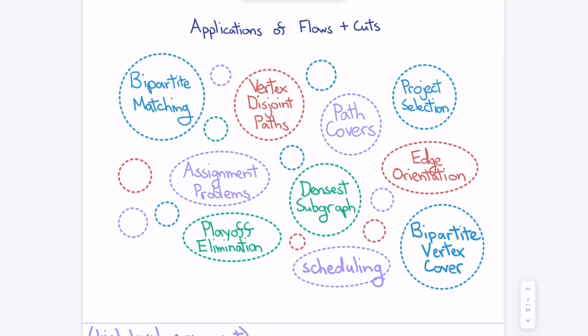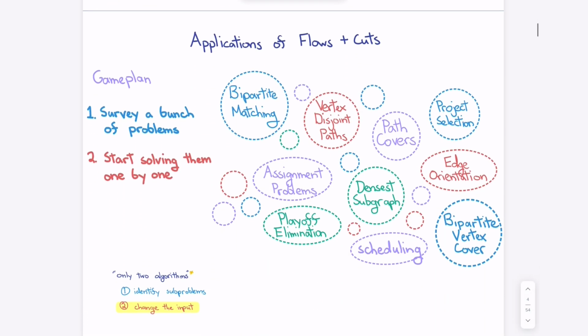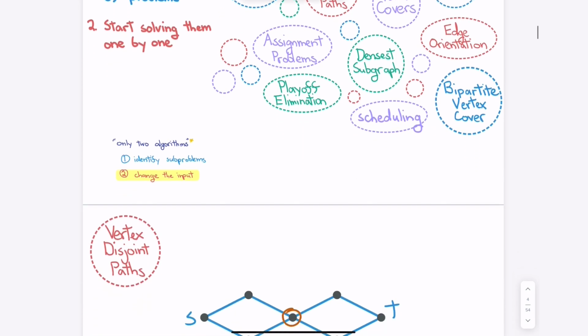I was once inspired to put these in circles. There's lots of problems, and everything here is going to be falling under the category of changing the input. I always claim that we only solve problems in one of two ways. There's a few exceptions, but not many. These are all going to be changing the input. So let's start talking about these problems.